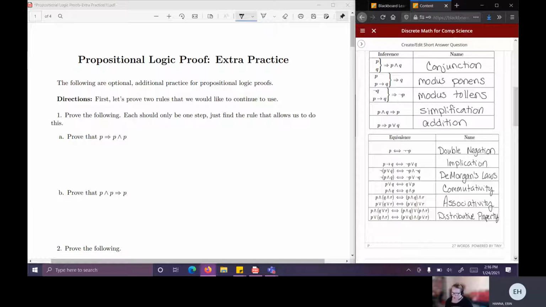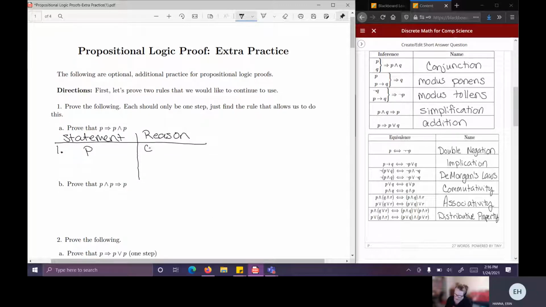So that's why we're going to talk about them first. The first thing we're going to prove is that if we have P, then we can conclude P and P. So if we do a very simple, very basic proof table, with our statements and our reasons. Remember, the givens are everything to the left side of that double arrow. So the only given we have is P.